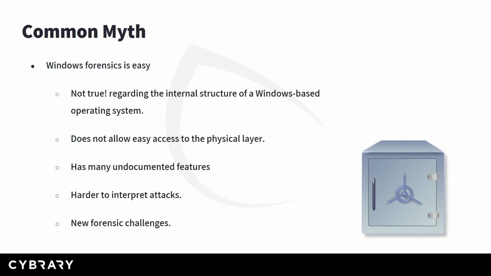One common myth is that Windows forensics is easy. Unfortunately, it is not. This is because of the internal structure of a Windows-based operating system. Windows does not allow easy access to many of the physical layer devices, which is needed if you want to do bit-level operations, unless you use third-party software. Windows also has many undocumented features. It is, however, the most commonly analyzed platform in computer forensics, and it is harder to interpret attacks.